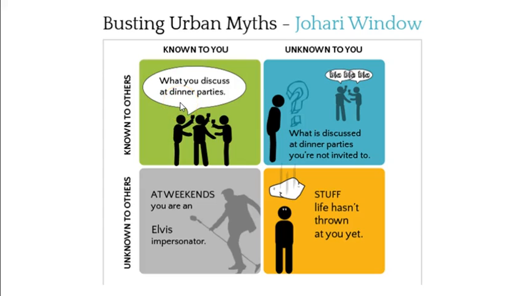Information that you freely discuss with others at a dinner party is known to you and known to others, so that's obviously open. Information that is known to others but unknown to you is what is discussed at dinner parties that you are not invited to, and you are blind to that. If it is unknown to others and known to you, then that's a secret, something hidden. That might be something like you are an Elvis impersonator over the weekend. And if it's unknown to others and unknown to you, then that's stuff that life hasn't thrown at you yet, and it's just unknown.